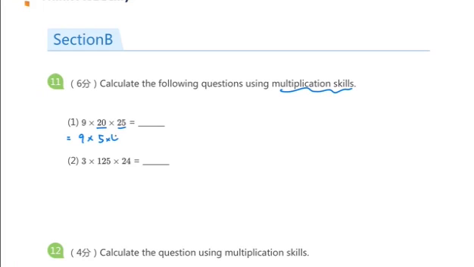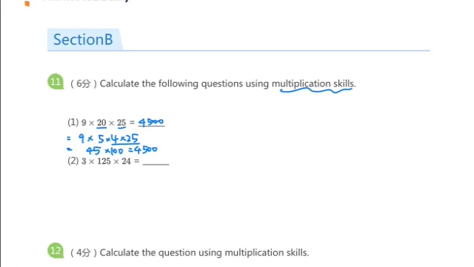So here we can do 4 times 25 first, which is 100, and 9 times 5, which is 45. So the answer here should be 4,500. And second one, 3 times 125 times 24.